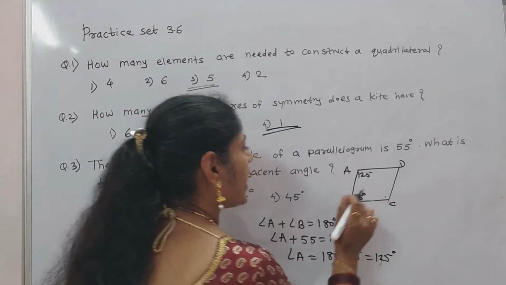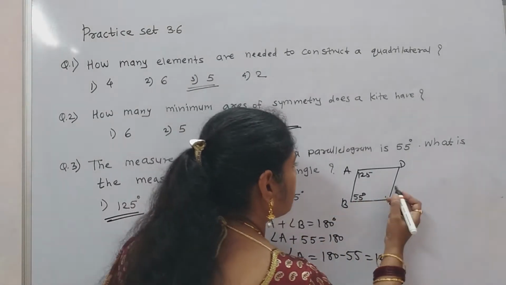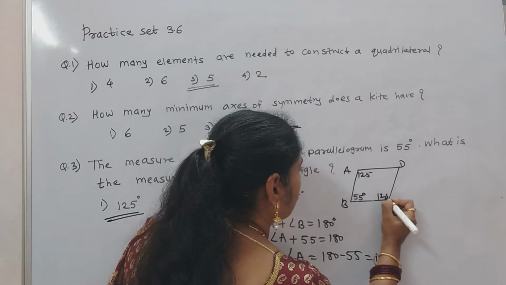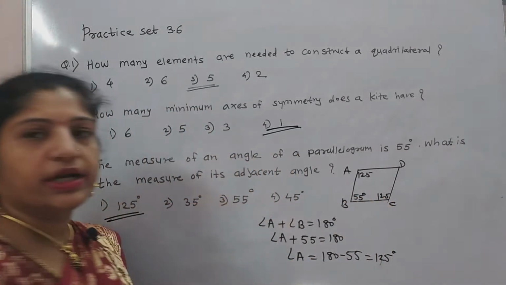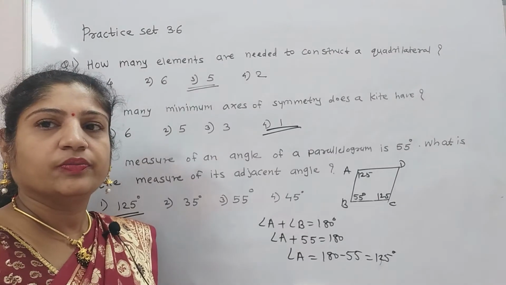The sum of these two angles is 180. Similarly, the sum of B and C is 180. The adjacent angle of 55 is 125.